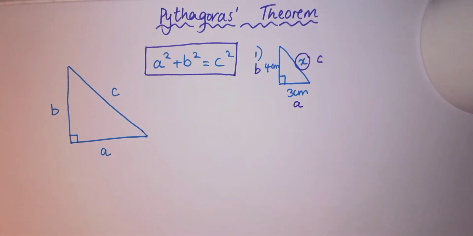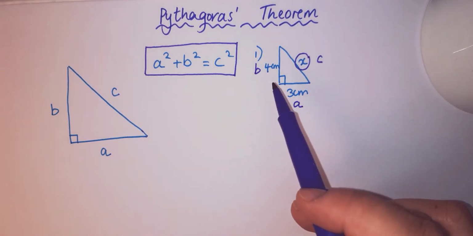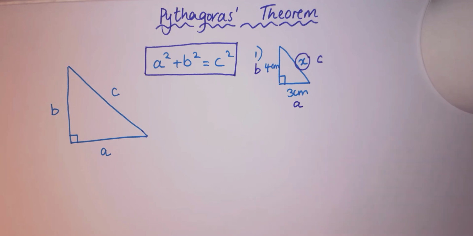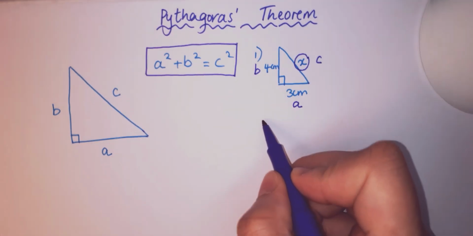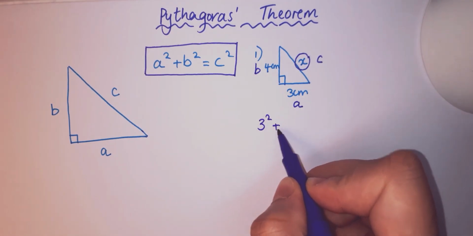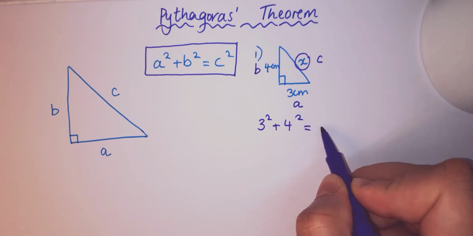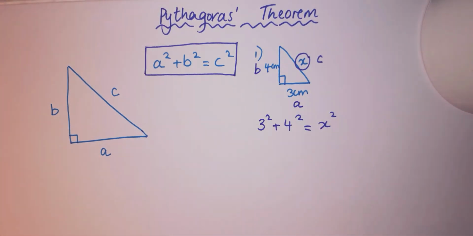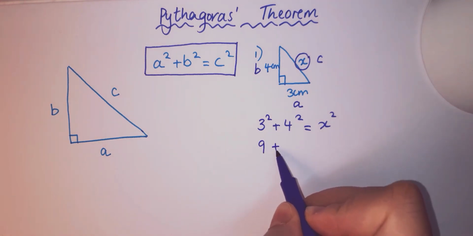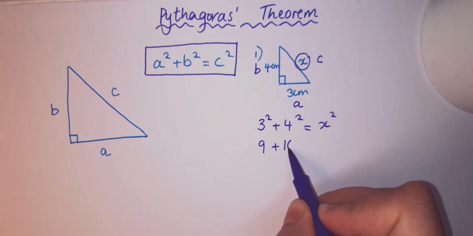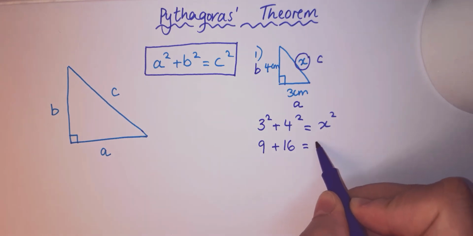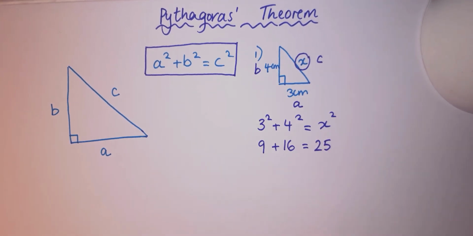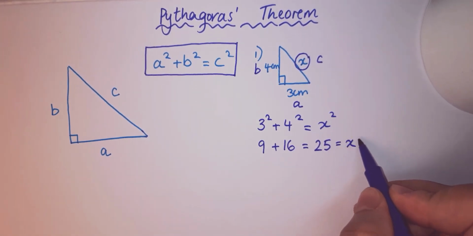So now that we've got our components, all we have to do is put it back into the equation. So we substitute the values in. What we do is we write 3 squared plus 4 squared equals x squared. Now we know that 3 squared is 9 and 4 squared is 16. And if we add it, we get 25. And that's equal to x squared.